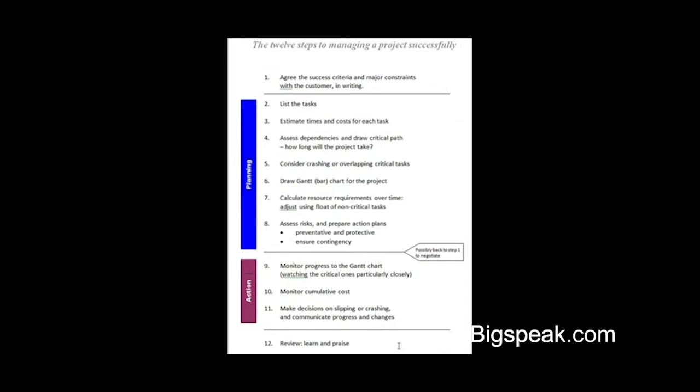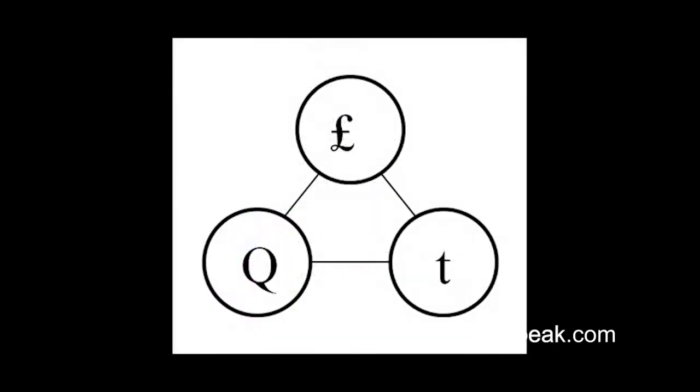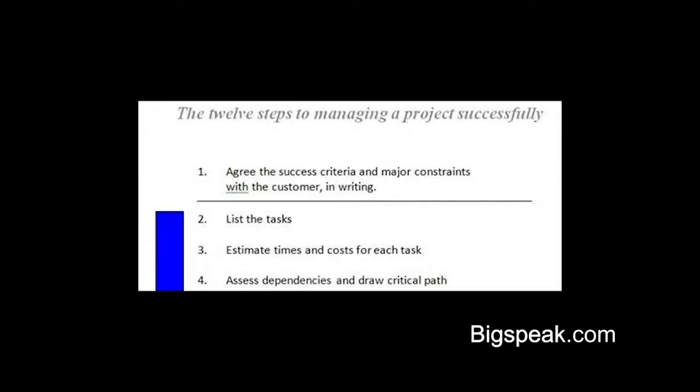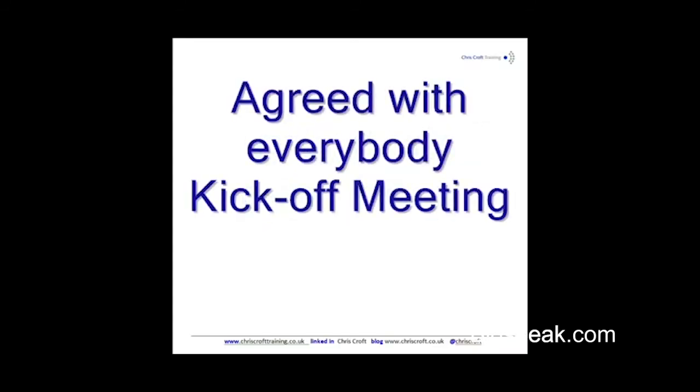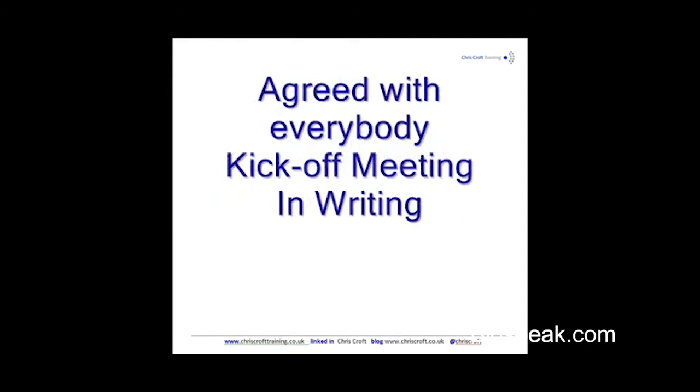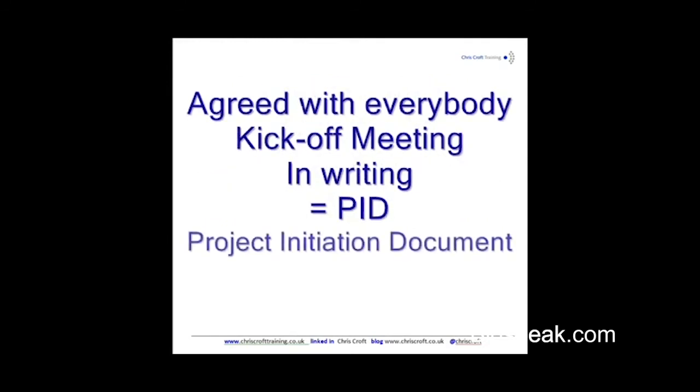It's a 12-step process that allows you to plan and deliver any project on time, to budget and correctly to quality. So step 1, define the project really carefully. Make sure you know exactly what you're doing before you start. Agree it with everybody, probably at a kick-off meeting, and get the agreement in writing. This document is sometimes known as a PID, a project initiation document.